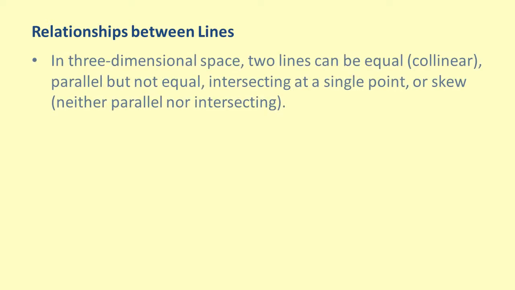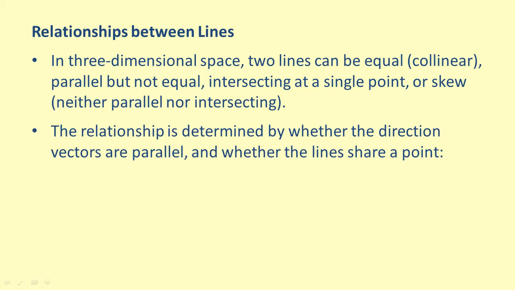Let's talk about the possible relationships between two lines in space. In three-dimensional space, two lines can be equal, parallel but not equal, intersecting at a single point, or skew. Lines that are skew are not parallel, but they do not intersect either.